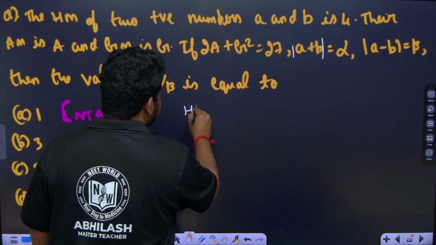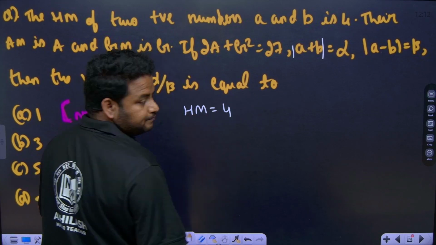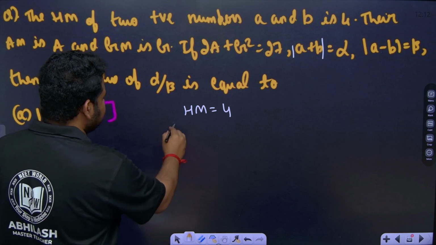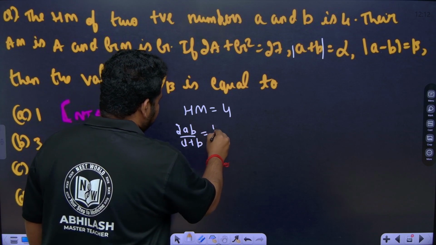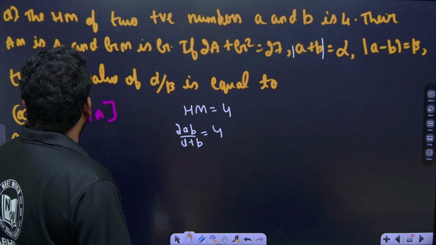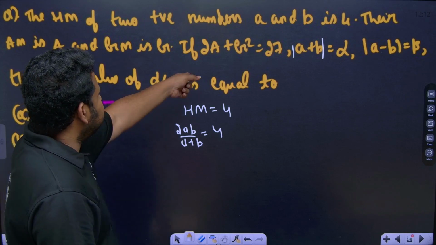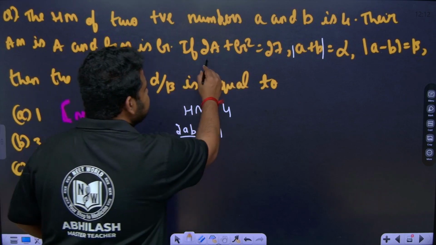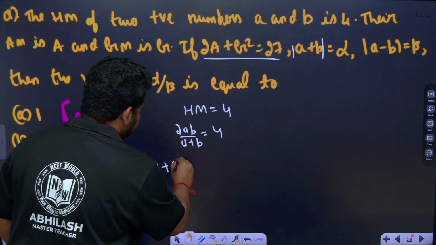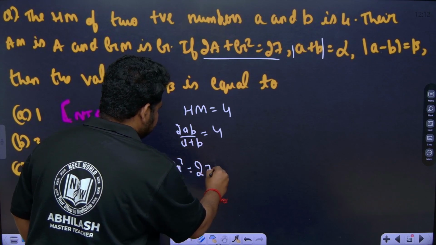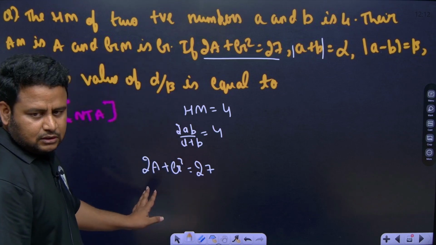Harmonic mean they have given as equal to 4. Okay. So harmonic mean is nothing but 2AB by A plus B, which is equal to 4. And the arithmetic mean and geometric mean have a relation given: 2 times A plus G square is equal to 27. A and G here are the arithmetic and geometric means.